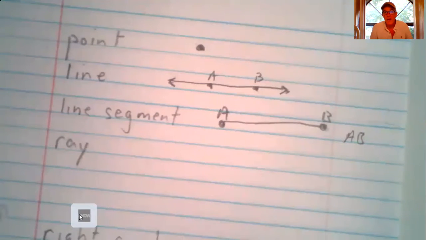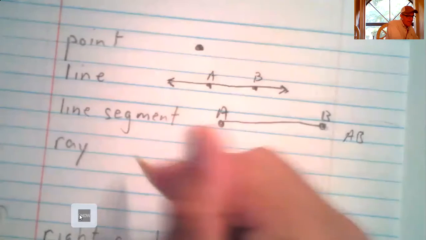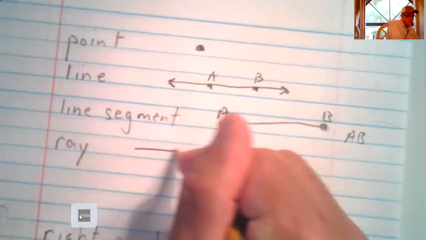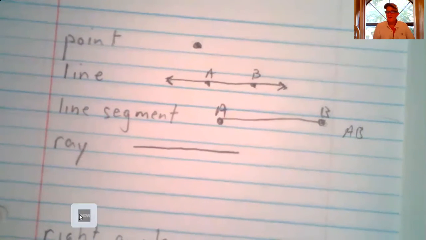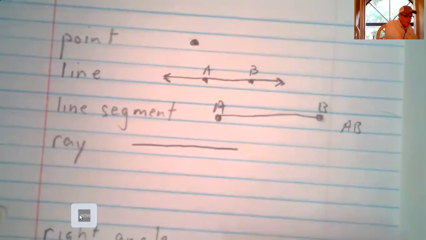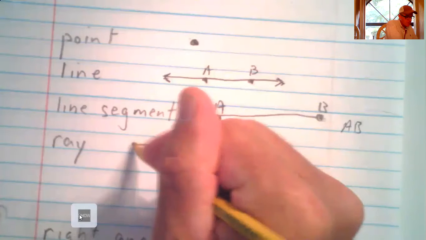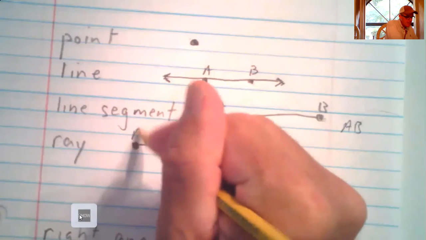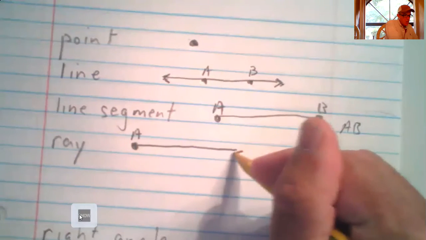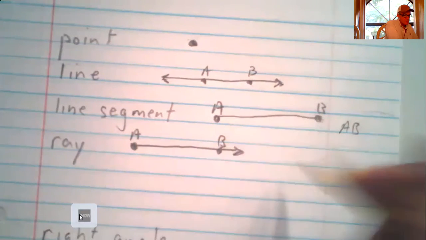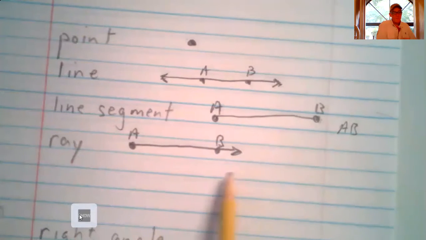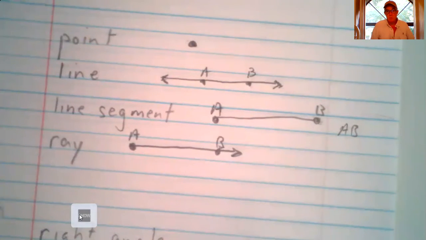And then a ray. I love my rays. A ray has, well, let's do this. Oh, look how nice and straight that one is. Woo! A lot better than the first two examples. So a ray will have a start point, A, but no end point, B. So this would be ray AB. It has a start point but no end point.